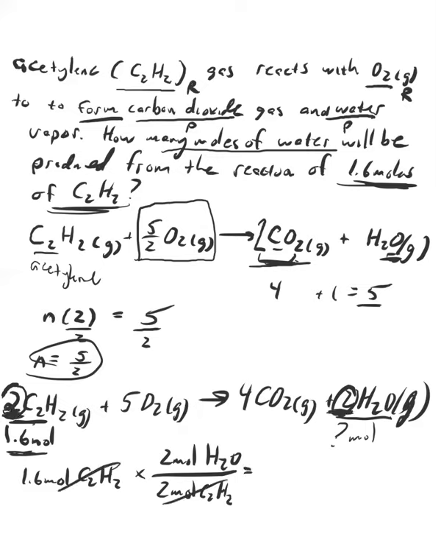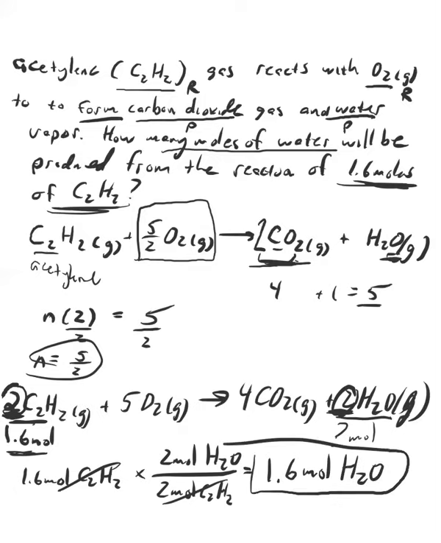Units cancel. 2 over 2 is 1, right? So it's a simple answer. But now it's water, right? So let's think about our physical interpretation here. What this is saying is that because every time 2 moles of this reacts it gives you 2 moles of that, the number of moles of water you're going to get is going to be equal to the number of moles of acetylene that you put in, right?